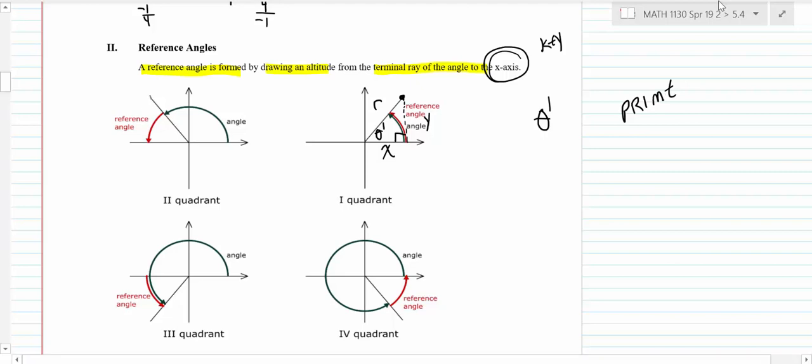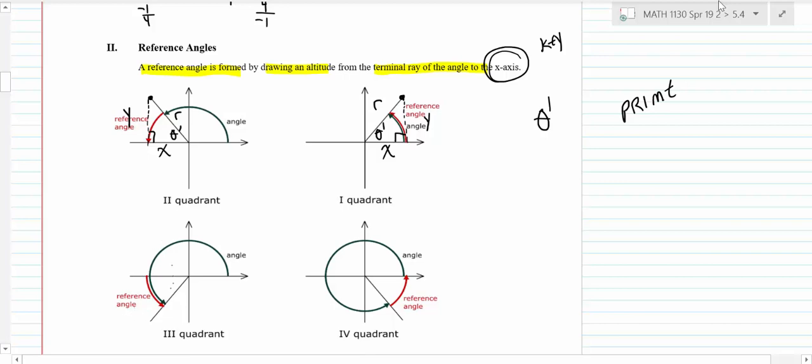If you go to quadrant 2, then what you would do is just go straight down to the x-axis. Again, you always go to the x-axis at a right angle, like that. This would be the x value. That would be the y value. That would be the r value. And then that would be theta prime. That's your reference angle. Okay, so the reference angle is between the x-axis and wherever the original angle ends.